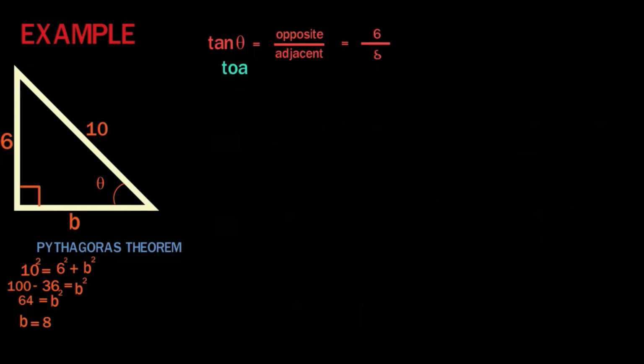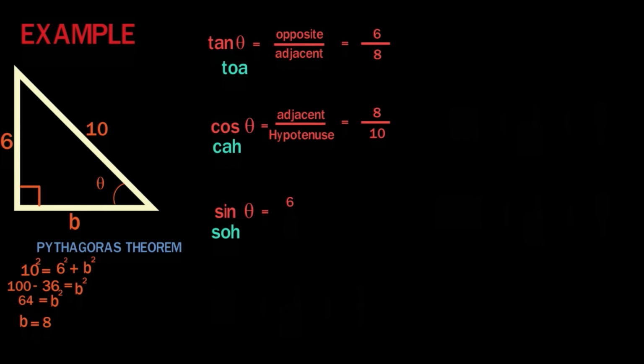Now continue with cosine. Cosine is CAH, so we have adjacent over hypotenuse. The adjacent of the triangle is actually 8, and the hypotenuse is 10. So let's find out what sine is. Sine is SOH, so opposite over hypotenuse. The opposite is 6 over 10.